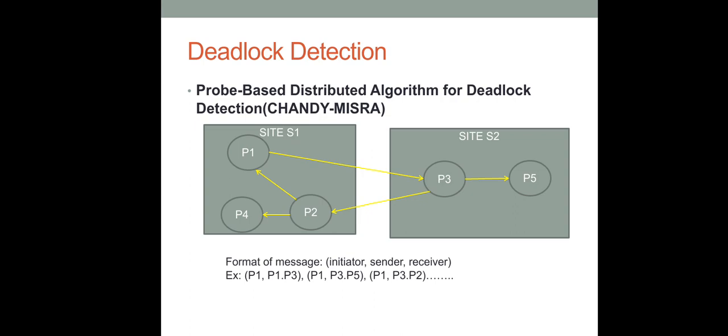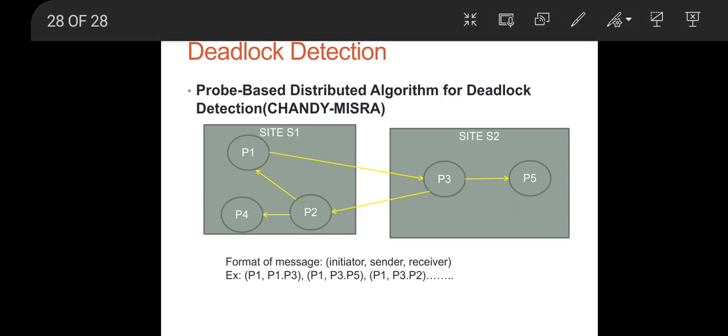Now the next algorithm, which is a fully distributed approach for deadlock detection, that we are going to see is the probe based deadlock detection algorithm, also called the CMH algorithm, because this particular algorithm was jointly given by three scientists, that is Chandy, Misra and Haas. So this probe based deadlock detection algorithm is also called the CMH, Chandy, Misra, Haas algorithm.